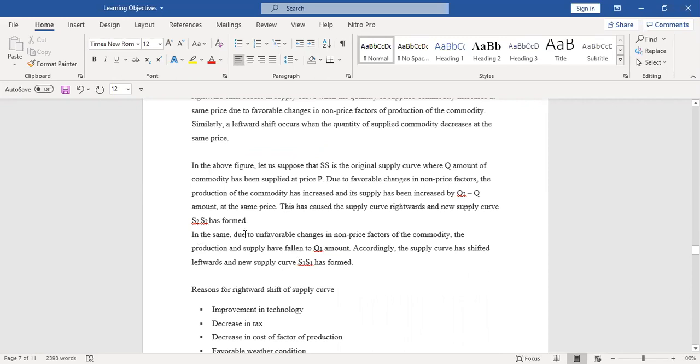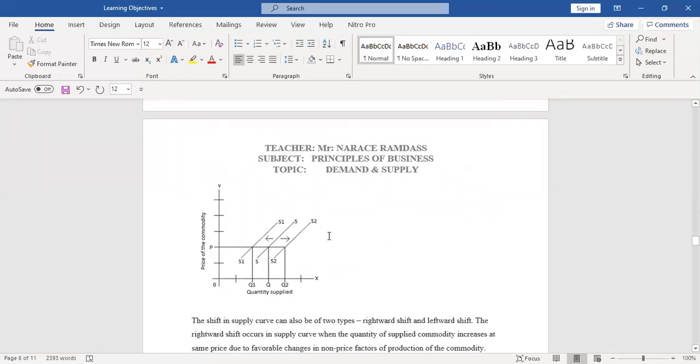In the same way, due to unfavorable changes in non-price factors of the commodity, the production and supply have fallen to Q1, right? According to the supply curve has shifted inward. So let's say we're talking about seasonal factors affecting supply, and there was a flood. Say a farmer planted your crops, there was a huge storm, there's a flood, you lost nearly all your crops, that will affect your supply. Your supply curve is going to shift inwards in that case. It's going to shift from S to S1, or a leftward shift in supply.